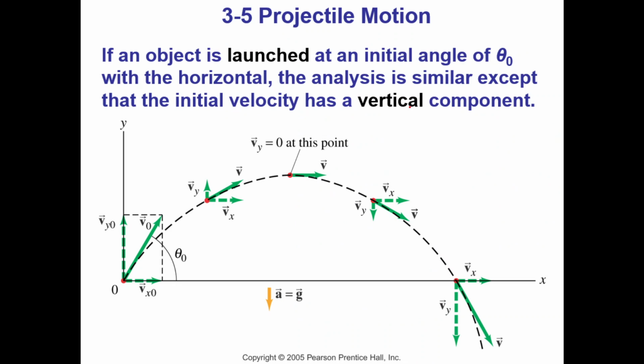If an object is launched at an initial angle of theta 0 with the horizontal, the analysis is simpler, except that the initial velocity has a vertical component in this case. So let's analyze them all. But of course we choose, because in this case it is 0 at this point. This doesn't have to be done anymore.